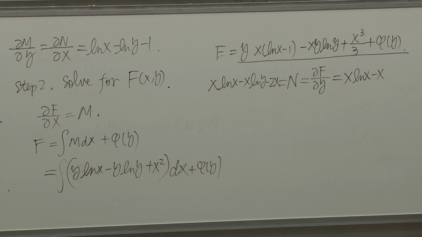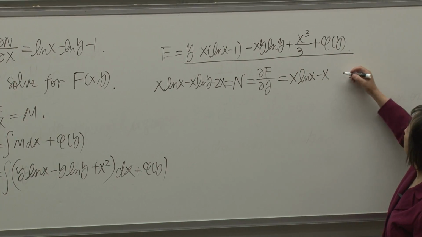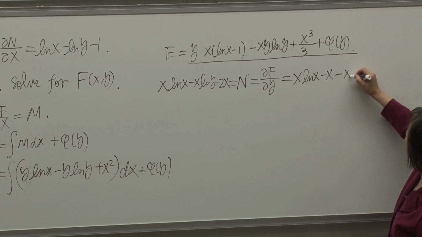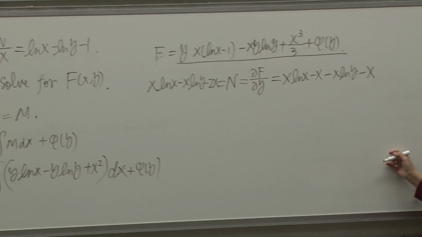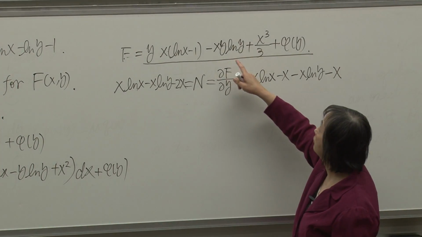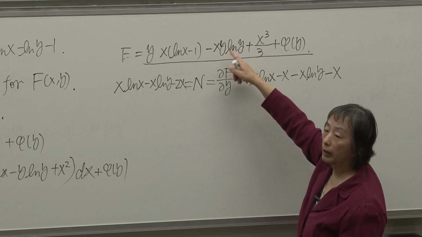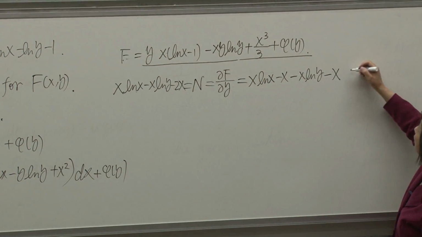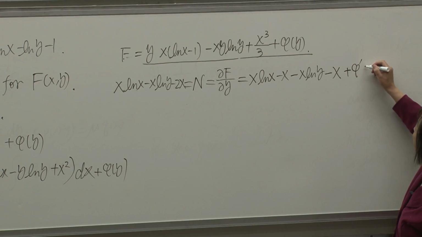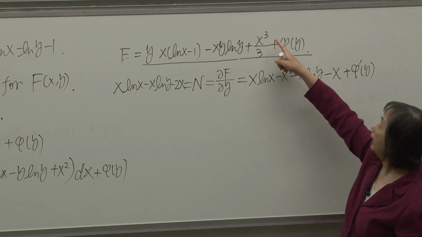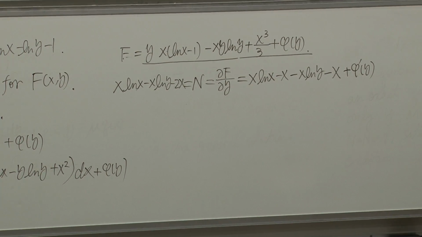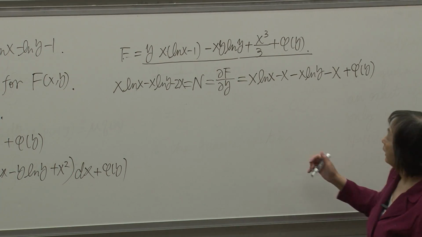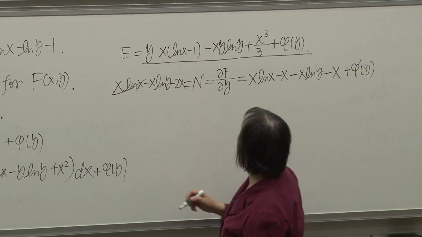The derivative of the second term with respect to y is negative x log y, and then minus x, because the derivative of log y is 1 over y. y times 1 over y equals 1. Plus phi prime of y. The derivative of x cubed with respect to y is 0.